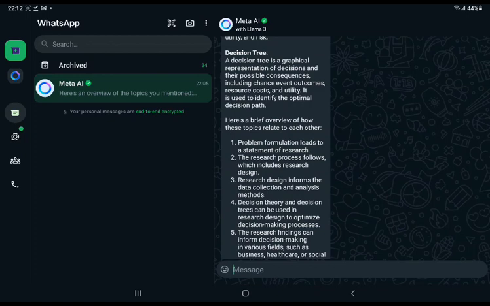Decision theory and decision trees can be used in the research design to optimize the decision making processes. The research findings can inform decision making in various fields such as business, healthcare, or social, etc.